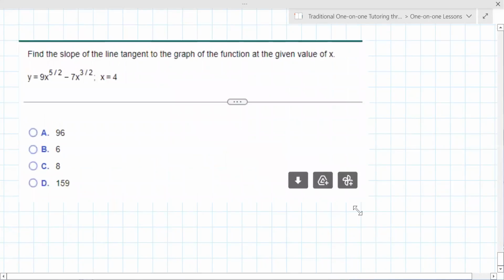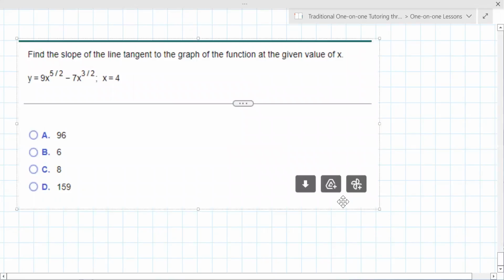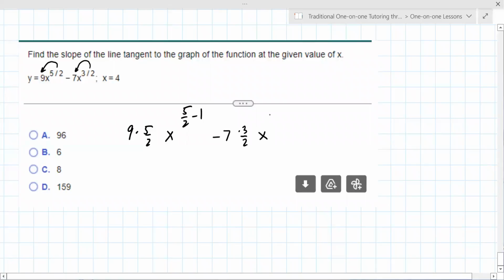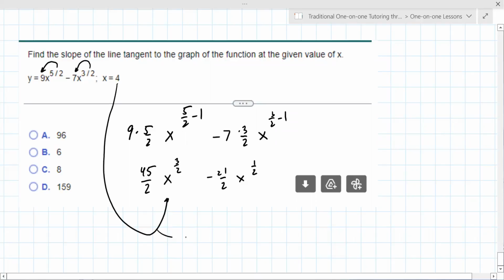All right, number 20 says find the slope of the tangent line to the graph of the function at the value of x. So this is a complicated way of just saying take the derivative and evaluate it at that number. You're going to take this exponent, multiply it times the number in front. So it's 9 times 5 halves x to the 5 halves minus 1, minus 7 times 3 halves x to the 3 halves minus 1. So that becomes 45 over 2 x to the 3 halves minus 21 over 2 x to the 1 half. Then you just have to take this value of 4 and plug it in both places.